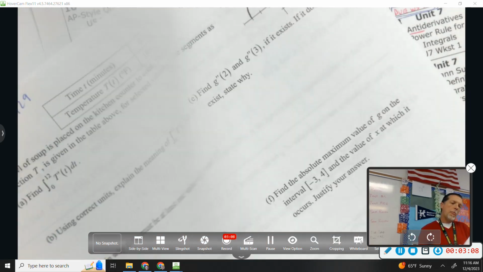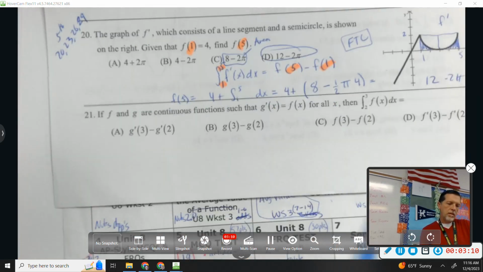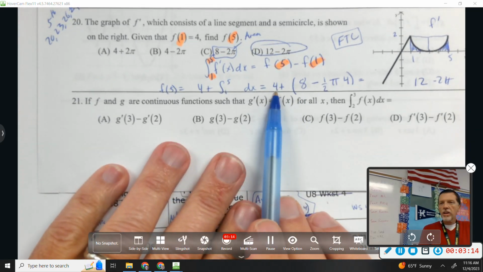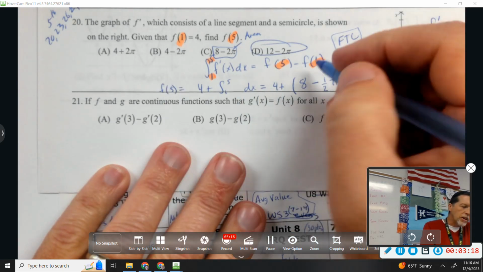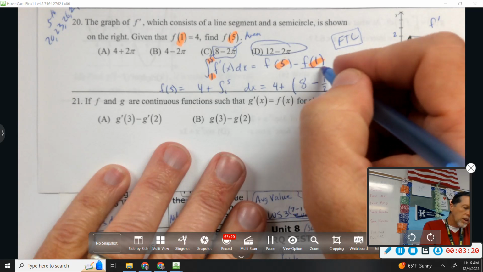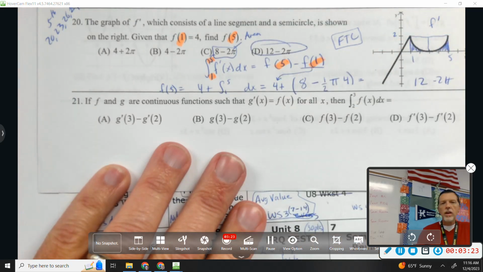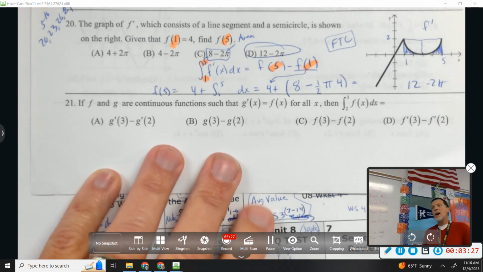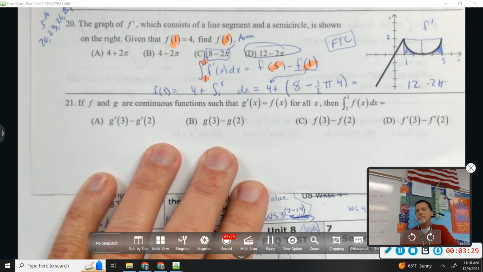Where does the 4 come from? Like if it's not asking for the area, what is it? So this 4? Yeah. That 4 came from, it told us f of 1 was equal to 4. Where is it on the graph? Is it part of the shape? It's not part of the graph. That's a good question. That's not on the graph.